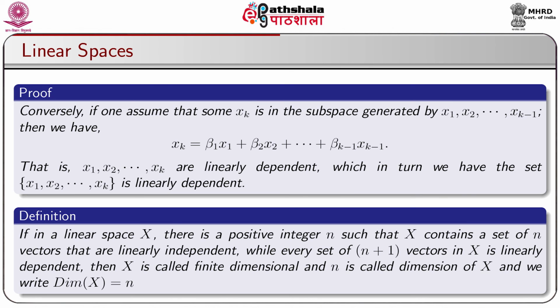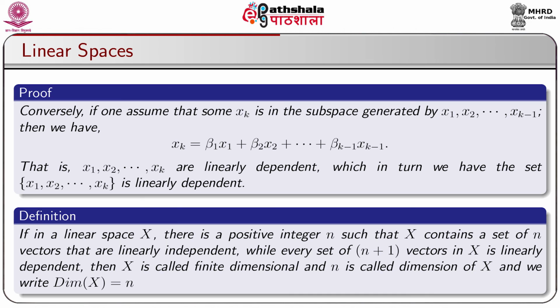Conversely, if one can assume that some xk is in the subspace generated by x1, x2, ..., xk minus 1, then we have xk is equal to beta 1 x1 plus beta 2 x2 plus ... plus beta k minus 1 xk minus 1. That is, x1, x2, ..., xk are linearly dependent, which in turn means the set x1, x2, ..., xn is linearly dependent. Now we shall put another definition.